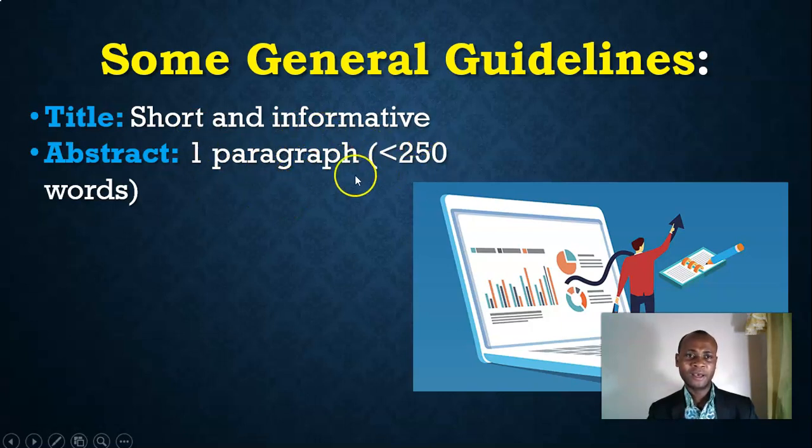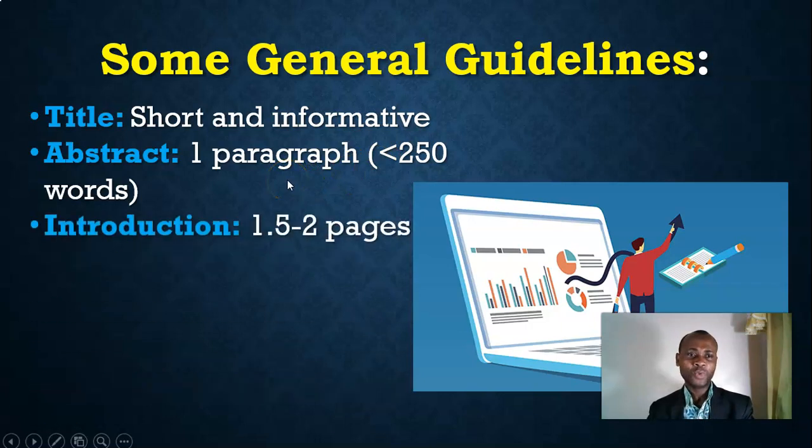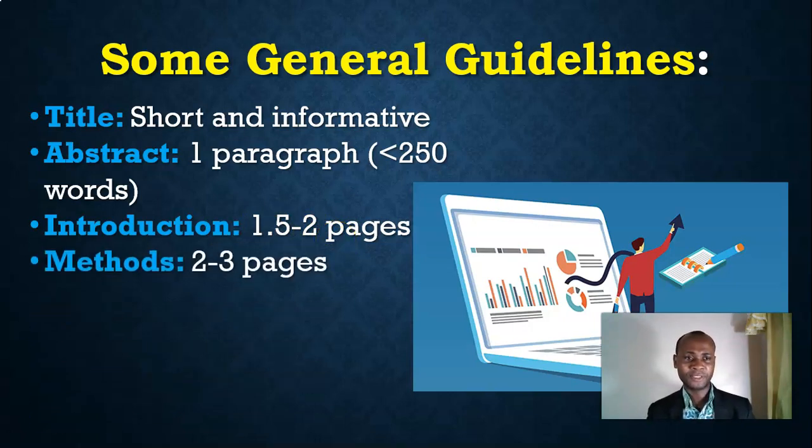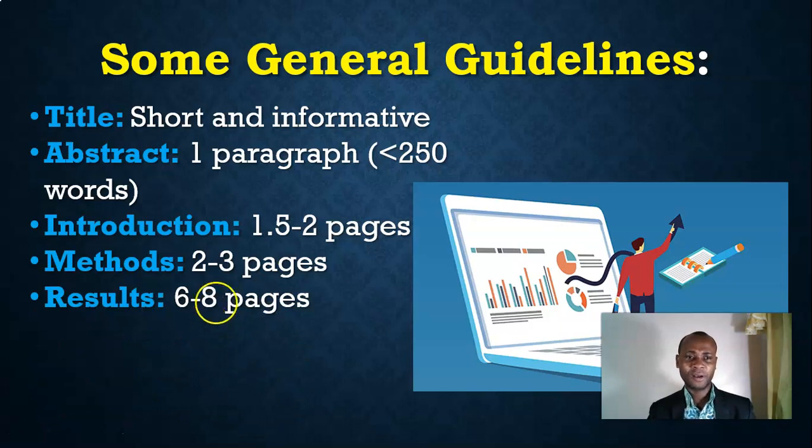Usually the abstract should not be more than 250 words. Your introduction should not be more than 2 pages. The method should not be more than 3 pages. Results not more than 6 pages.